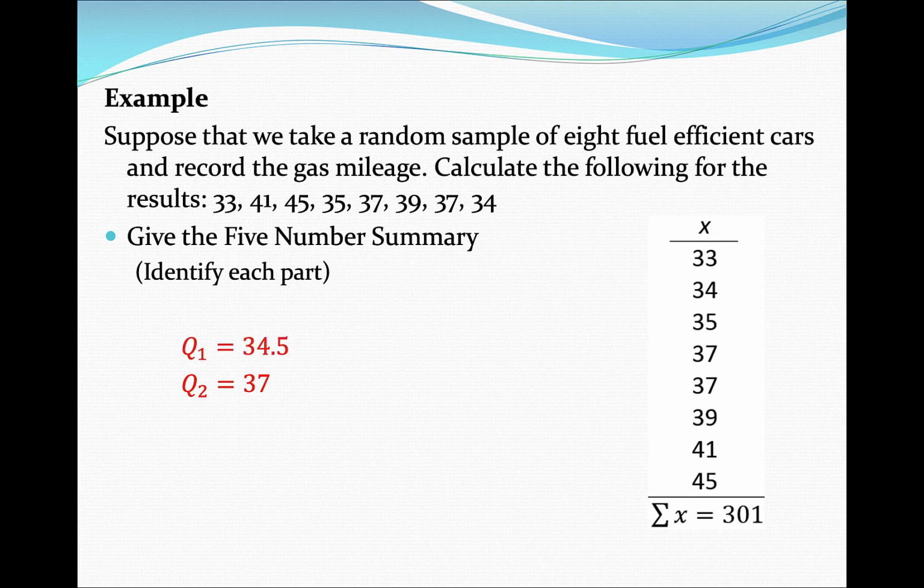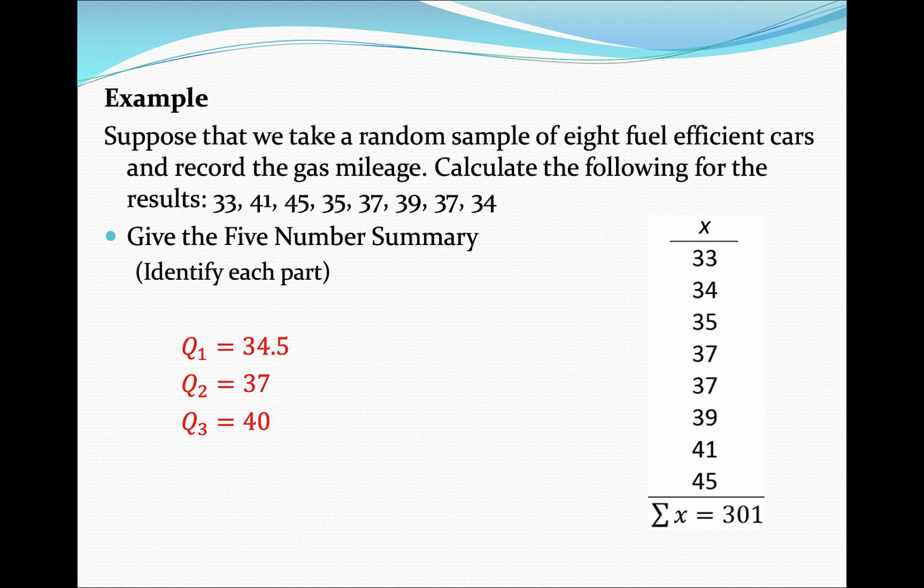That gives us Q1. And then we do the same thing for the upper half of the data. The upper half of the data is 37, 39, 41, 45. So the two middle values there out of those four are 39 and 41. So that gives us a Q3 of 40. And that's the way we do this.